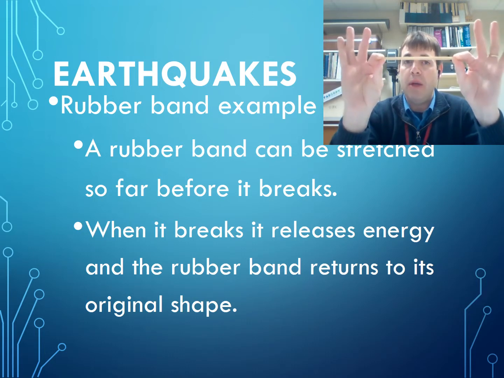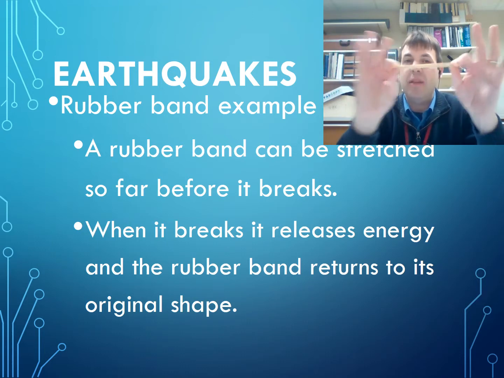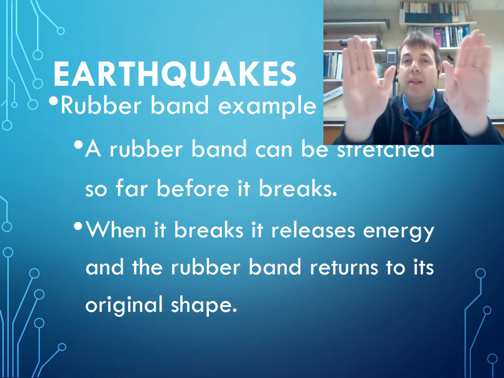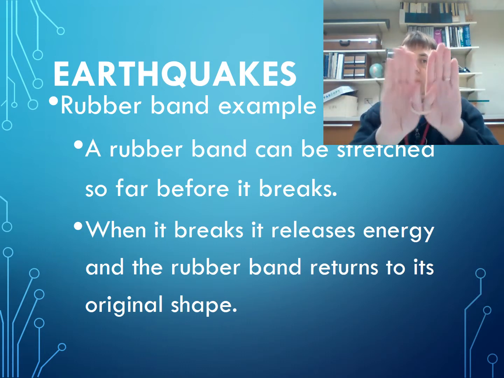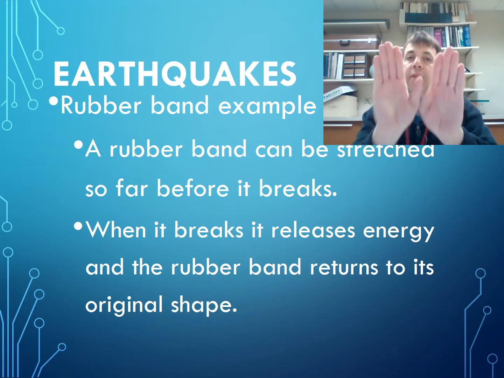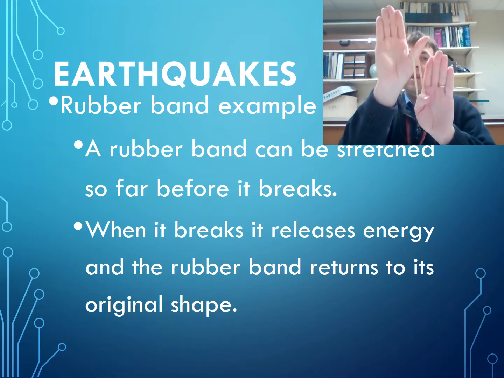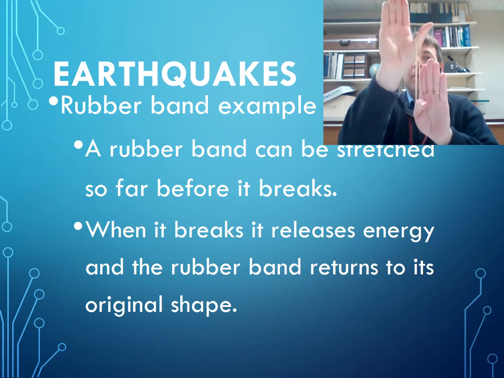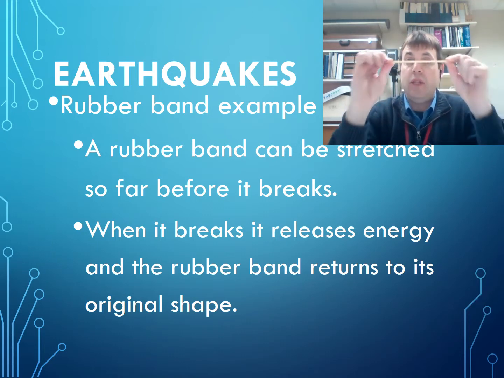Now, if I keep going, what's going to happen? You're right, it's going to snap me in the hand, it's going to hurt, leave a nice little welt. I'm obviously not going to do that. However, if I represent my hands as two plates, and let's say I do a transform boundary, when the plates slide past each other, if a rock gets caught between them, watch what the rubber band does. That's the rock between them. It's being put through an immense amount of stress as these plates move and shift and move and shift and move and shift.